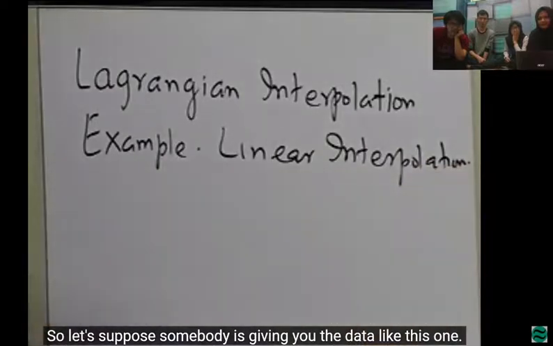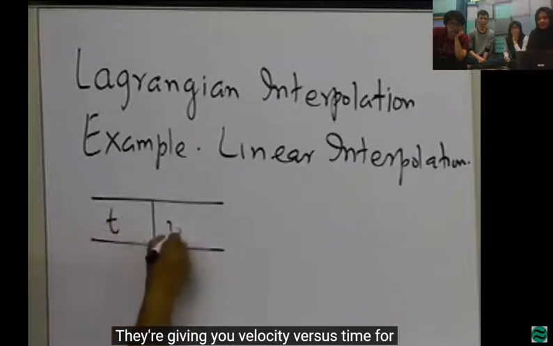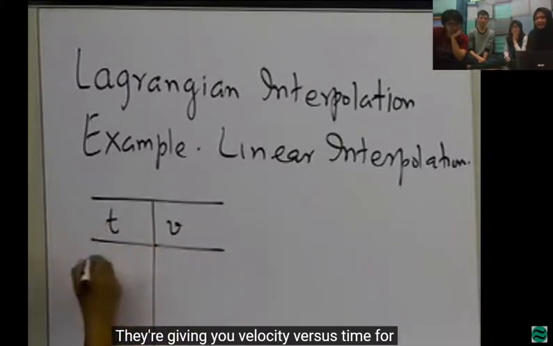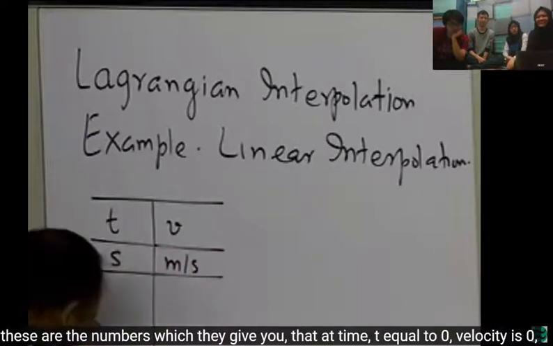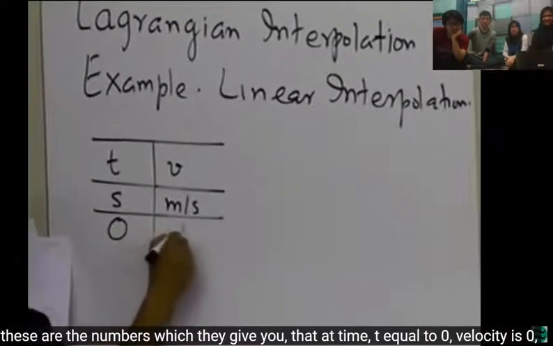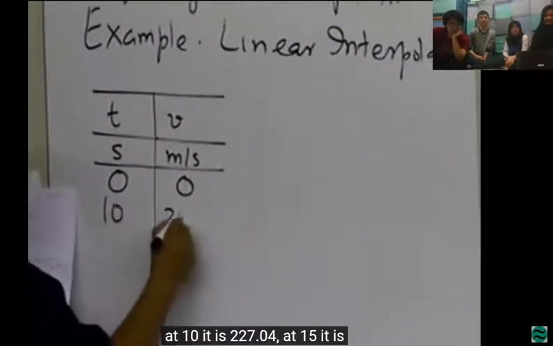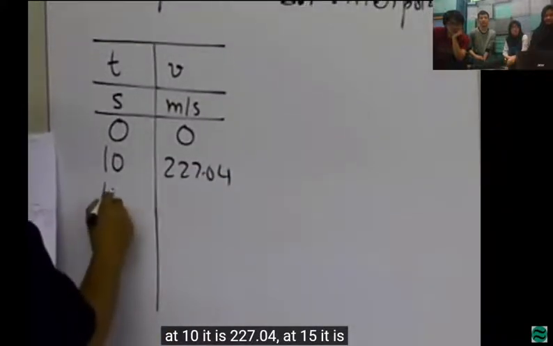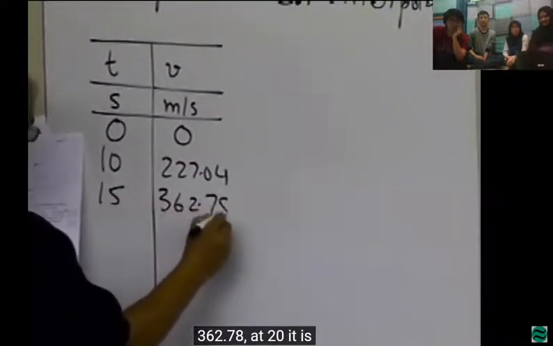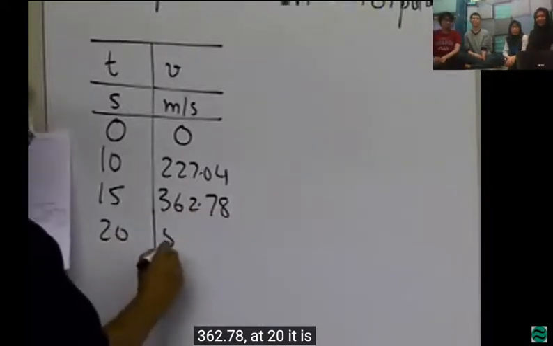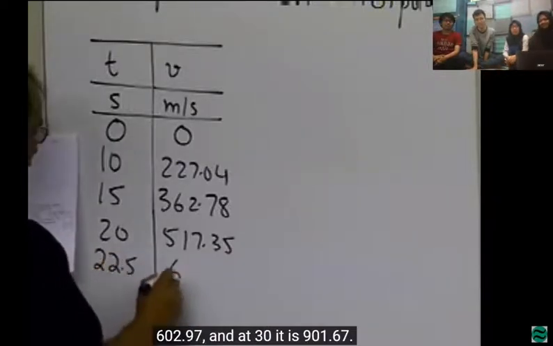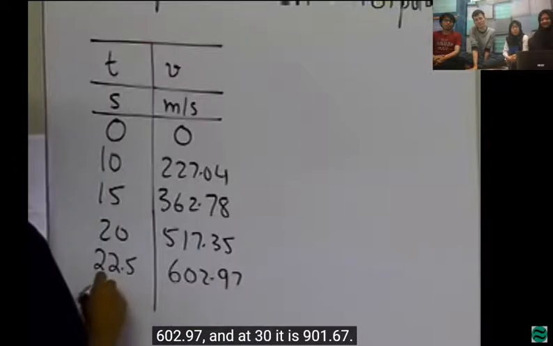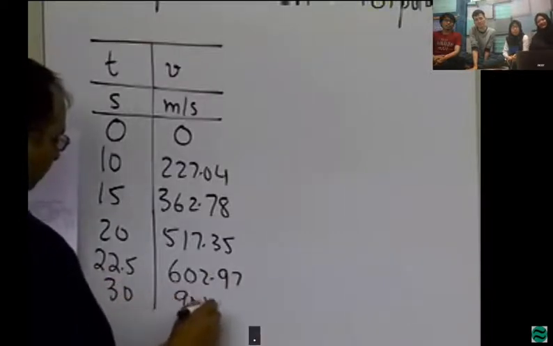So let's suppose somebody is giving you data like this. They're giving you velocity versus time for a rocket. Time is given in seconds, velocity is given in meters per second. And these are the numbers which they give you: at time t equals 0, velocity is 0. At 10, it's 227.04. At 15, it is 362.78. At 20, it is 517.35. At 22.5, it is 602.97. And at 30, it is 901.67.